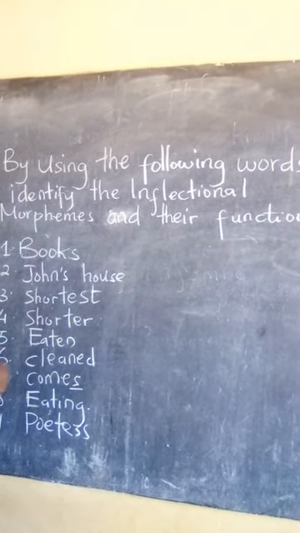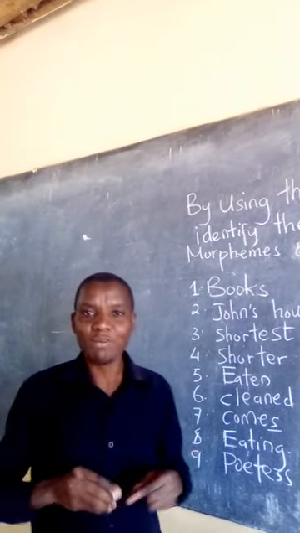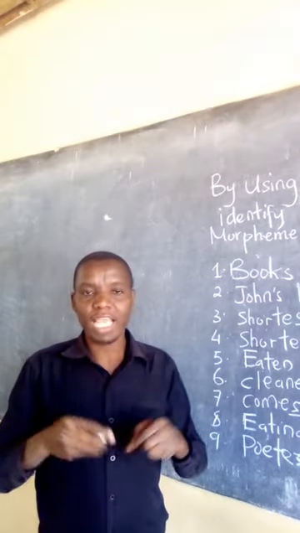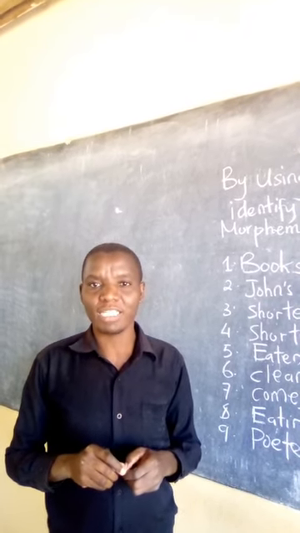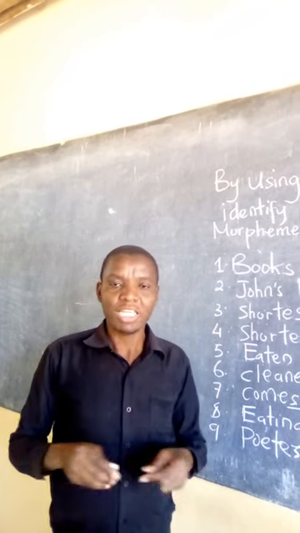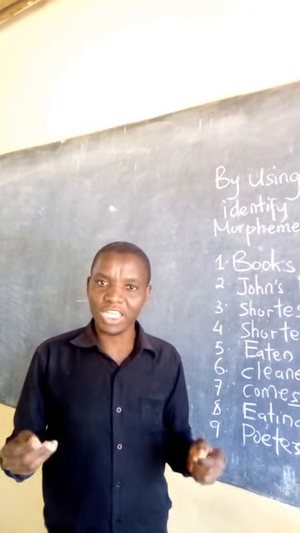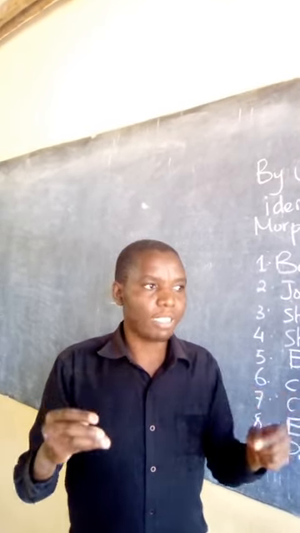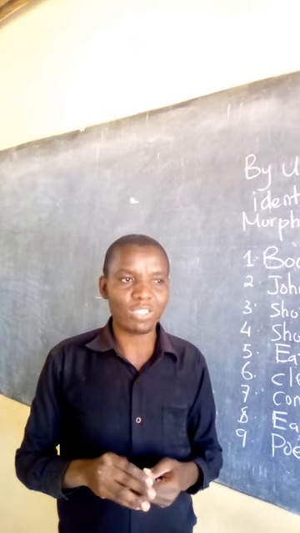Before we continue, we have to know the inflectional morphemes. The inflectional morphemes are bound morphemes which are placed on words, but when they are placed on words, they do not change the grammatical category of the word. This means if a word was a noun, it does not change. If a word was a verb, after the addition of that particle it does not change. So the inflectional morpheme does not change the word category of the word, but it changes only the form of the word.